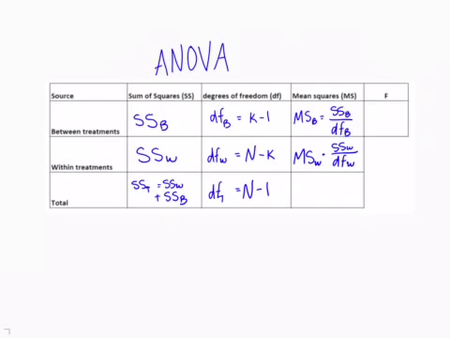And then to calculate the F ratio, the mean squares between is on top and the mean squares within is on the bottom. So that's how we calculate the F ratio using the ANOVA table.